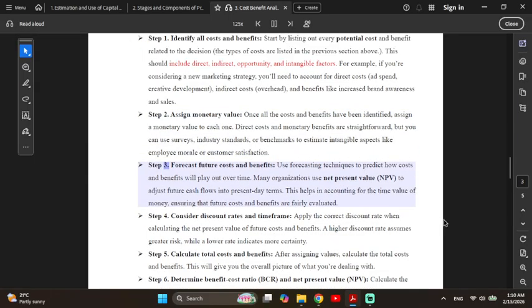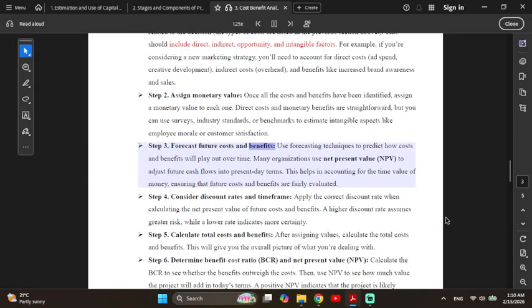Step 3. Forecast future costs and benefits. Use forecasting techniques to predict how costs and benefits will play out over time. Many organizations use net present value, NPV, to adjust future cash flows into present-day terms. This helps in accounting for the time value of money, ensuring that future costs and benefits are fairly evaluated.